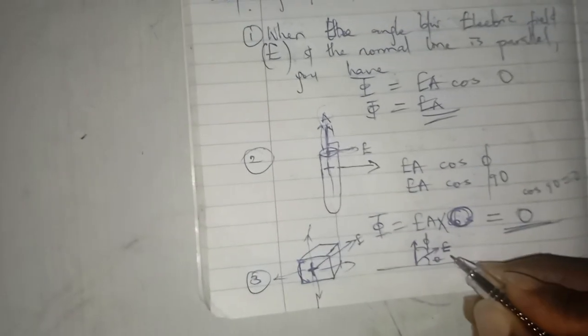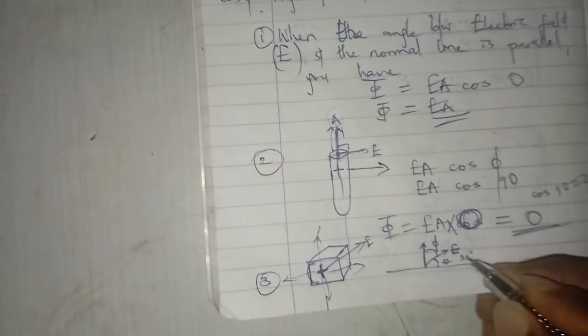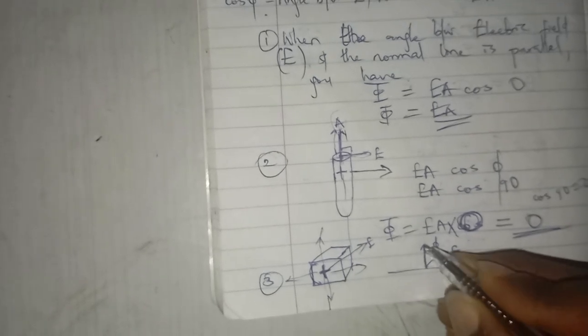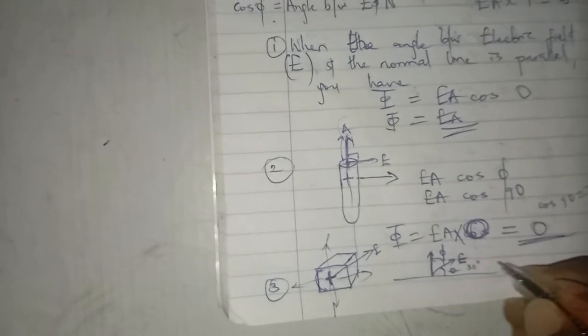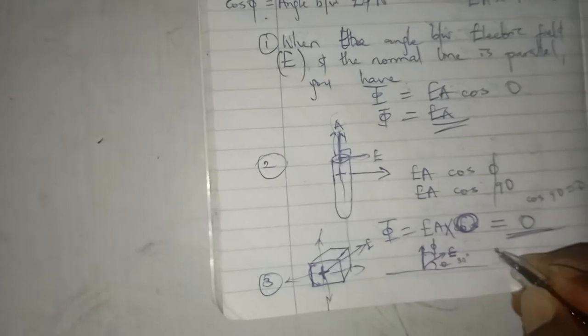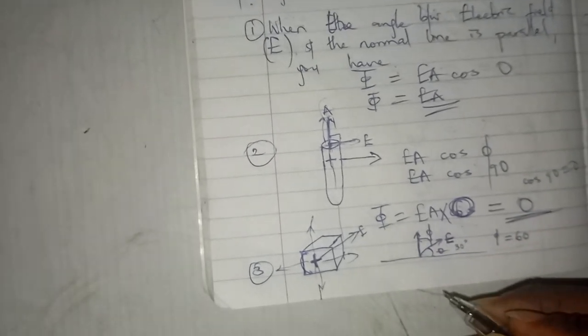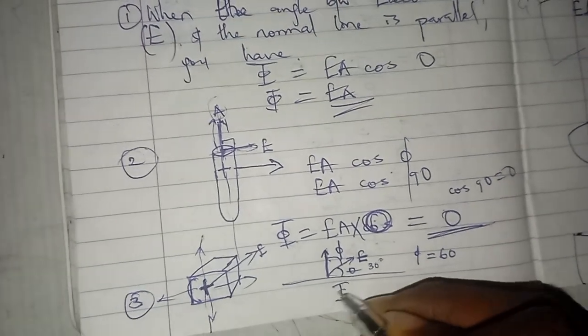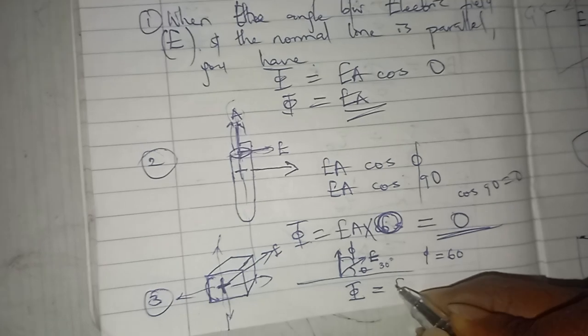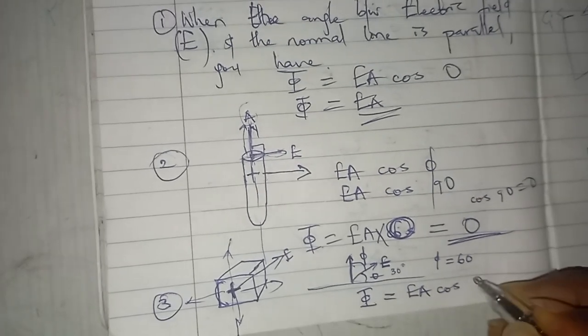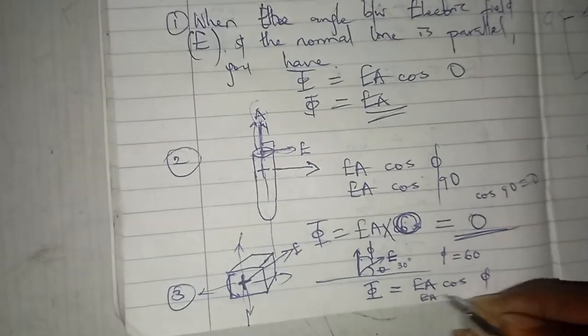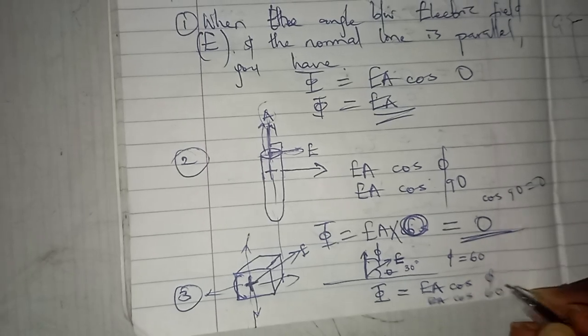So in this case, let's say this angle is 30 degrees, that means that everything on this is 90 degrees. That means that this will simply be 90 minus 30. So phi here will be equal to 60. Go and watch my video on trigonometry. So if phi is 60 here, that means that if you want to calculate electric flux for this kind of case, it will simply be EA cos phi. And phi here is 60 degrees.